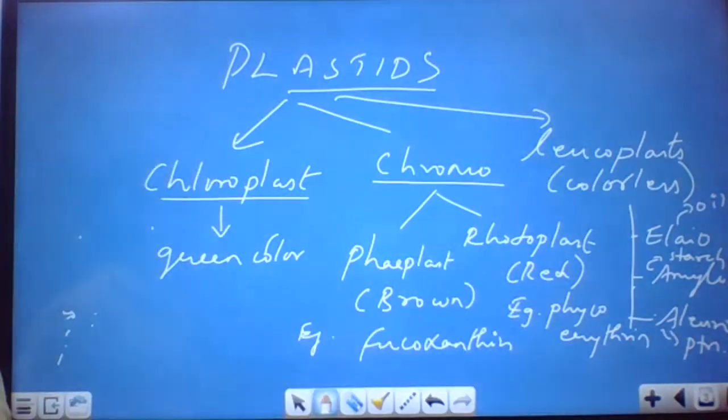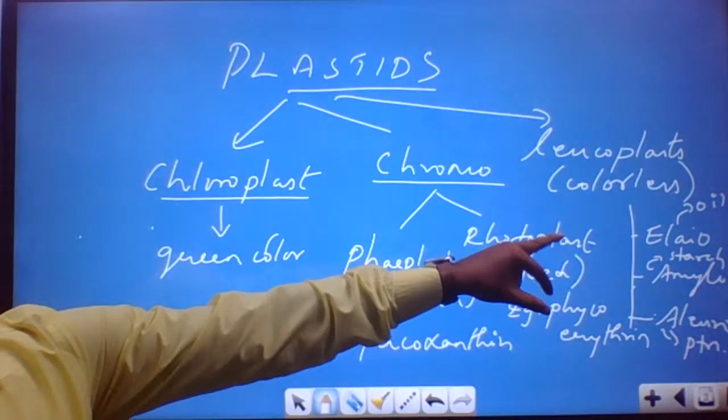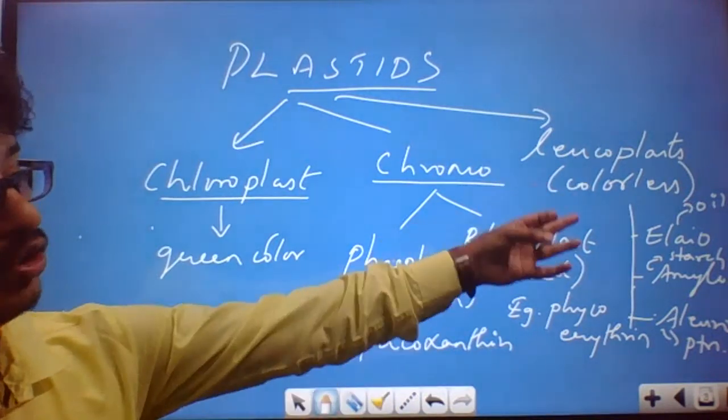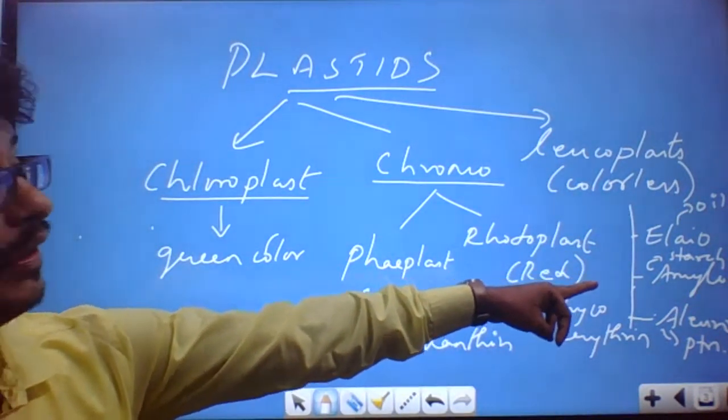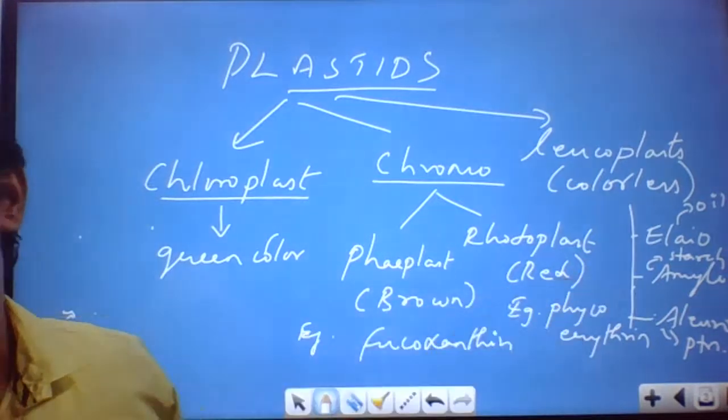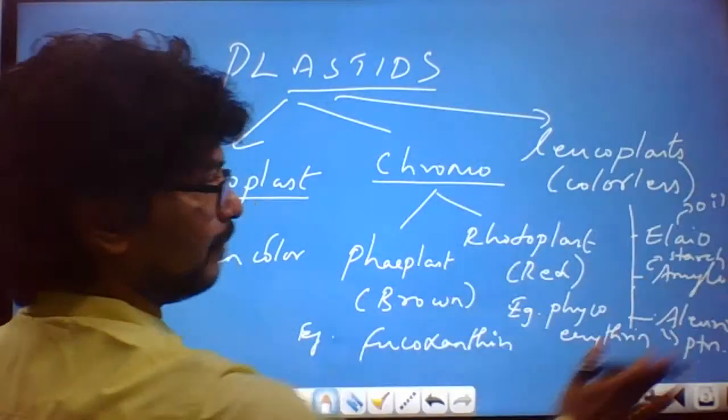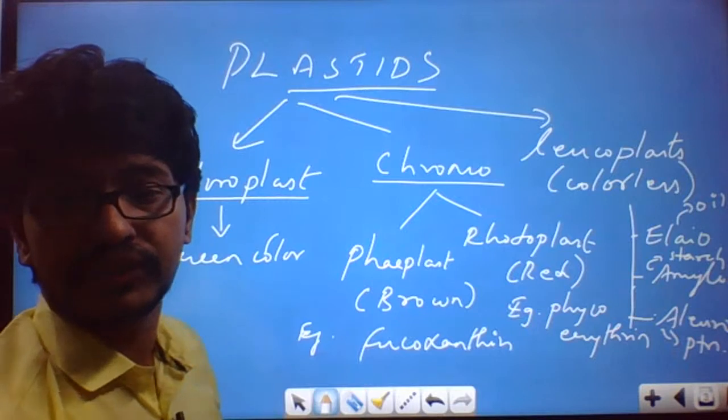In this area you can get a question. If they ask what elaioplast stores, it stores oil. Amyloplast stores starch, and alleroplast stores the protein. So in this area, the plastids, you can get one possible question.